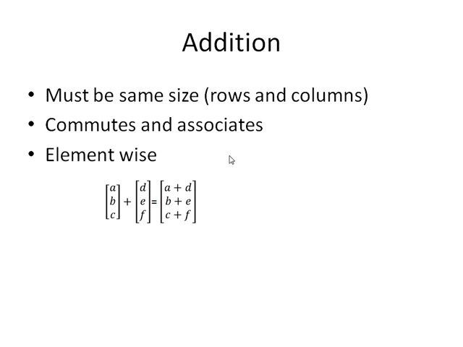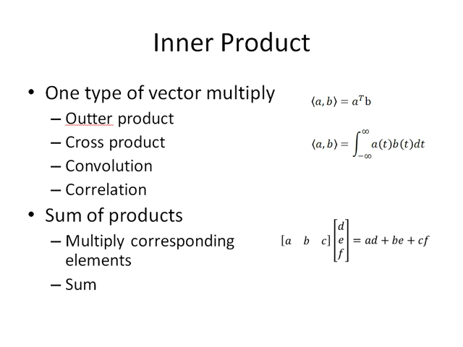So when you deal with addition, it's pretty straightforward. It's just element-wise, by which we mean you take the first element A plus the element D, and there you go, B plus E gives you the next element, and so on and so forth. So the next step towards true multiplication of matrices is an inner product.